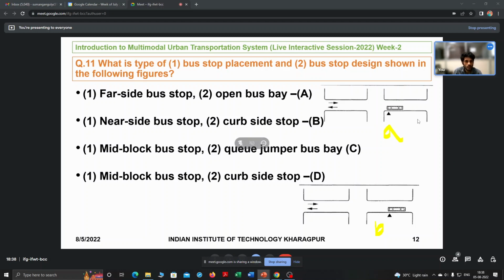and I think you are getting this is the bus stop, right? This is the bus stop. This is the bus stop. This is the bus stop. This specifies that it's a bus stop.